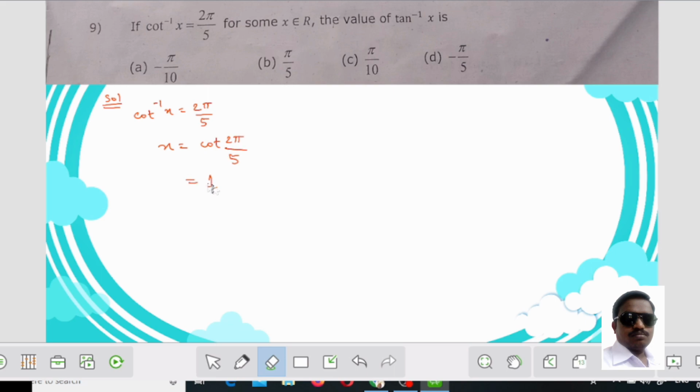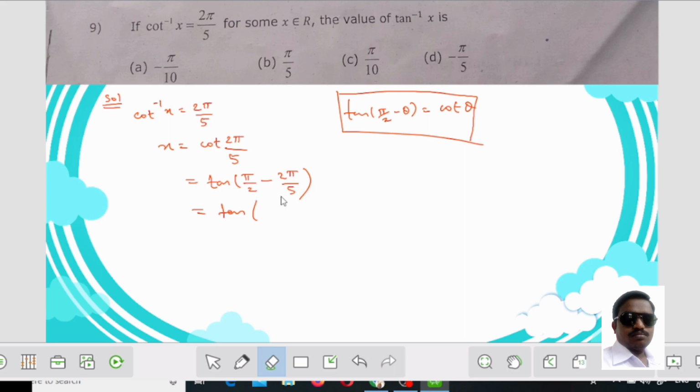We know well tan of pi by 2 minus theta equal to cot theta. So you may write cot theta as tan of pi by 2 minus theta. This is a formula, tan of pi by 2 minus theta equal to cot theta. We are using this formula, so x equal to tan of pi by 2 minus 2 pi by 5.